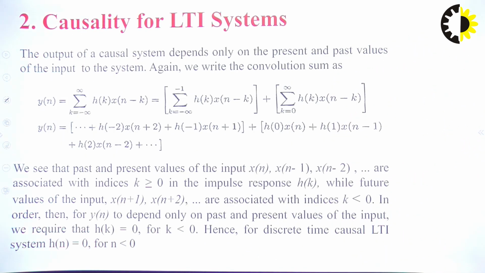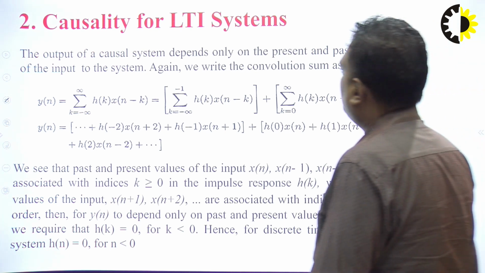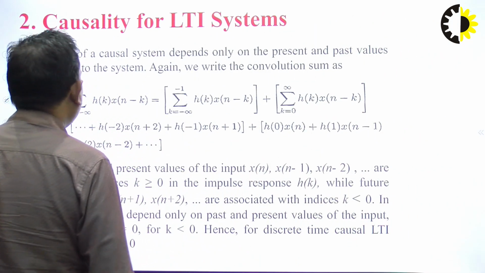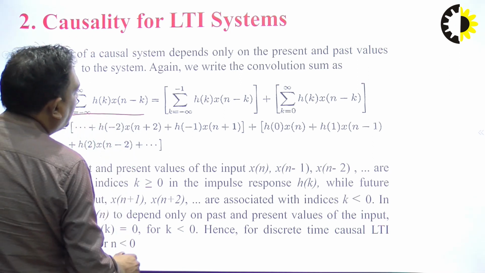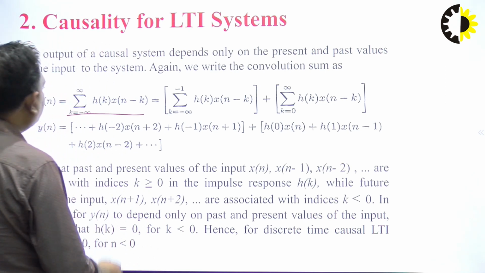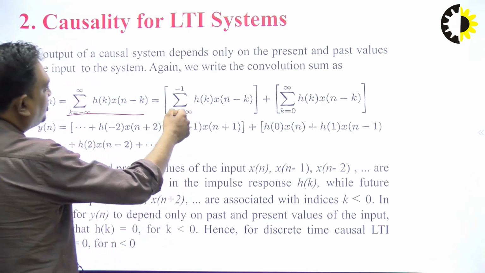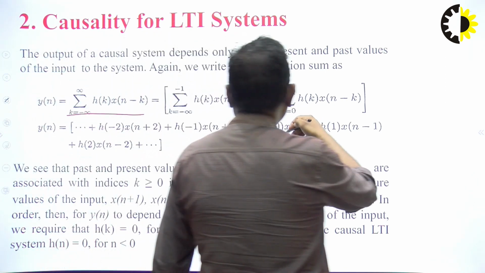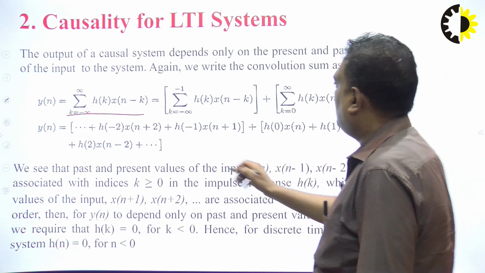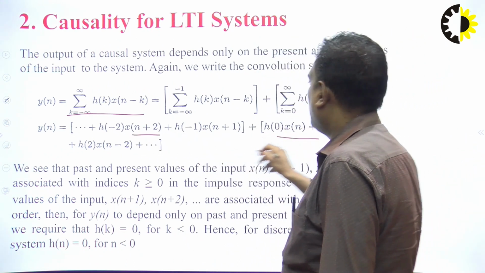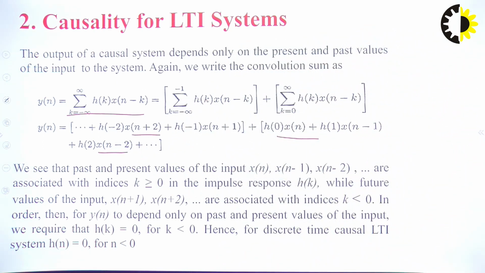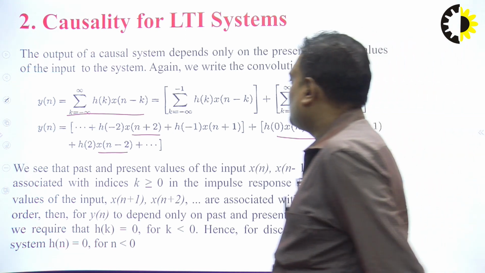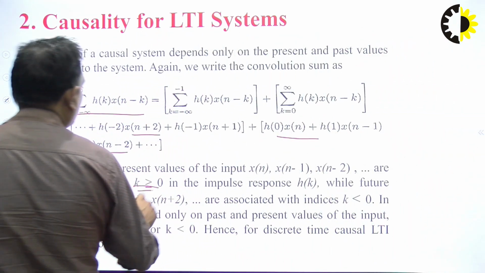Second is causality for LTI systems. The output of a causal system depends only on the present and past values of the input. So again we will take this expression and break it up. We have divided it into two parts, summation k equals minus infinity to minus 1, then summation k equals 0 to infinity, and then we have expanded these summations. So now we can see that the past and present values of the input, meaning x[n], x[n-1], x[n-2], are associated with indices k greater than or equal to 0.